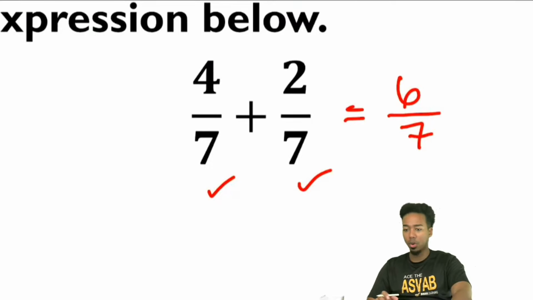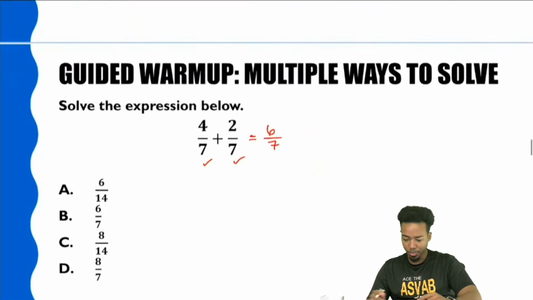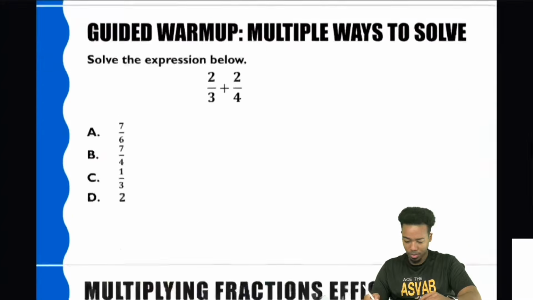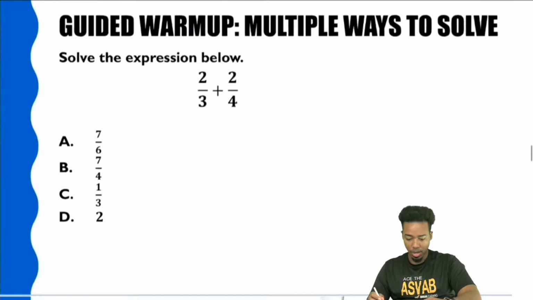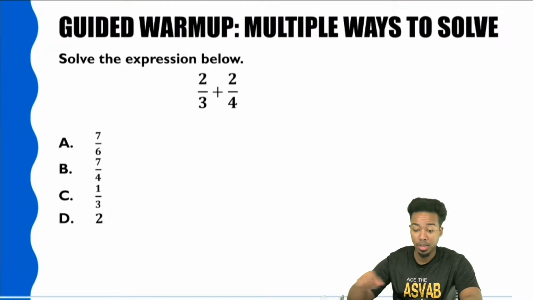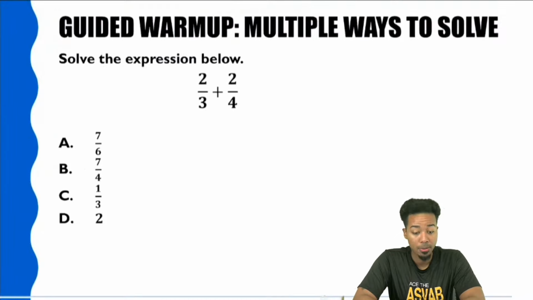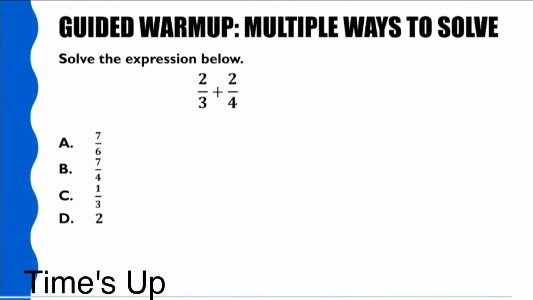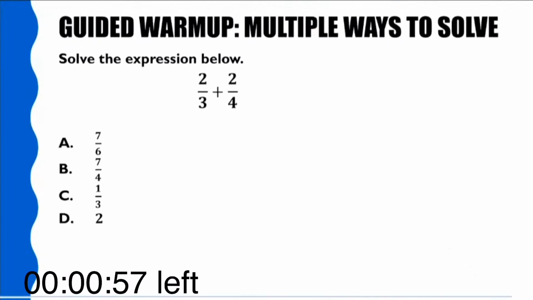Cool. So let's go ahead and keep moving. Let's keep it moving. All right, go ahead. Multiple ways to solve. I'm going to give you a minute and a half here. Remember, everybody, we have here the same numerators. So this one should be pretty easy. We have the same numerators. We're good.